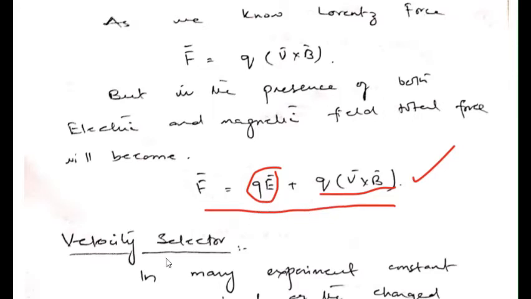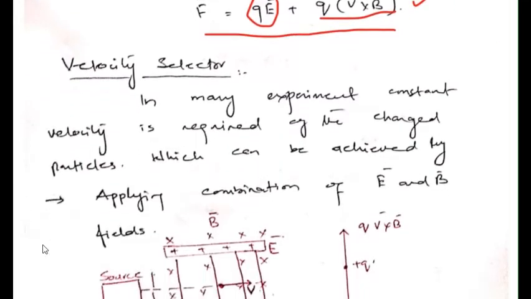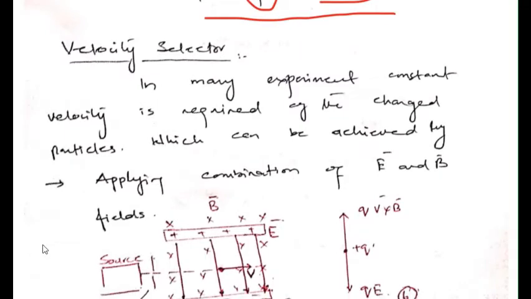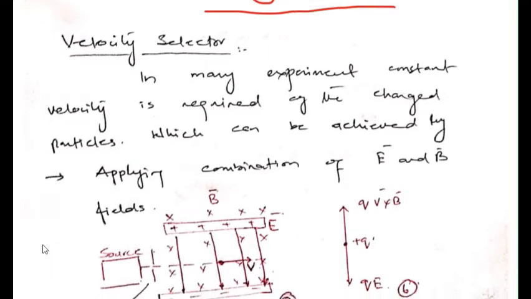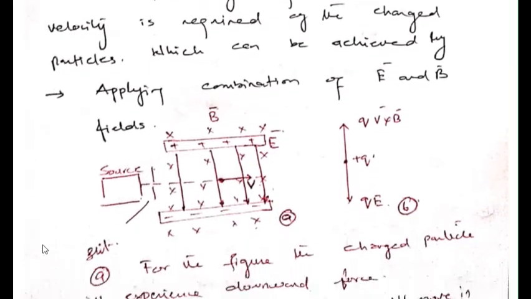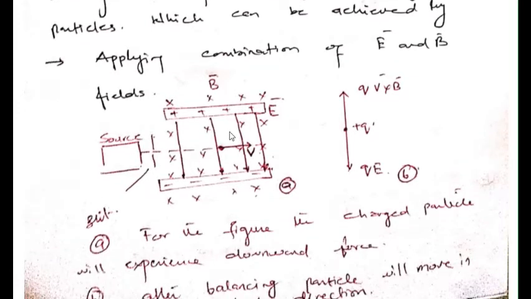Now coming to the applications, the first application is the velocity selector. In many experiments, a constant velocity of the charged particle is required, which can be achieved by applying a combination of electric and magnetic fields. If you look at this diagram, the magnetic field is going into the plane of the board, and the electric field is directed from top to bottom.